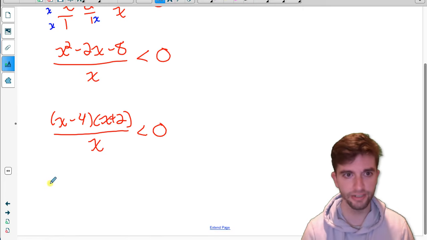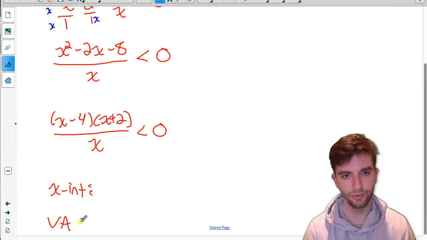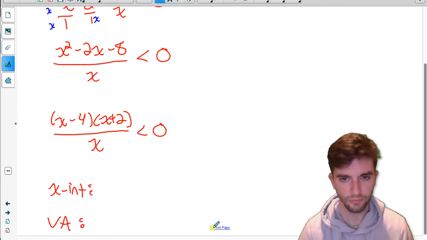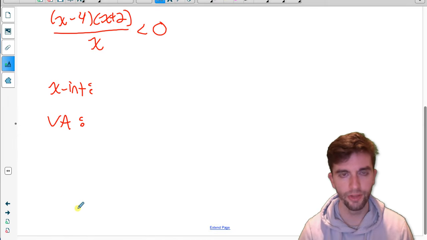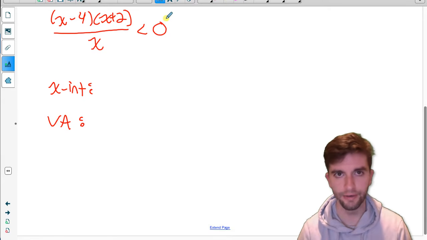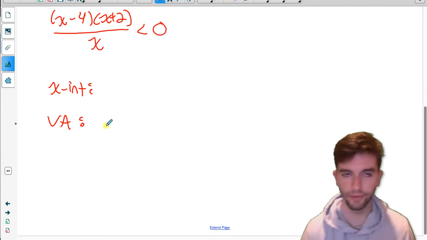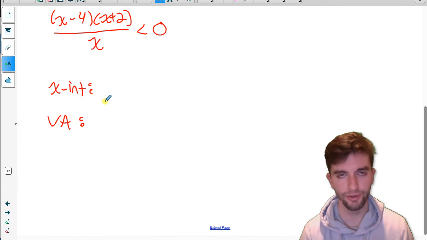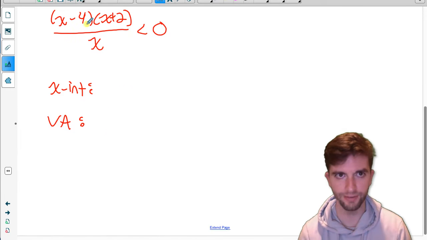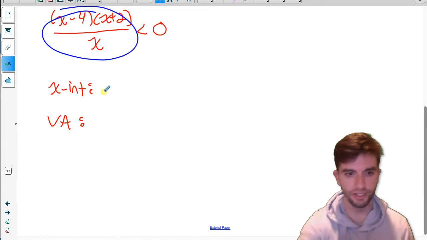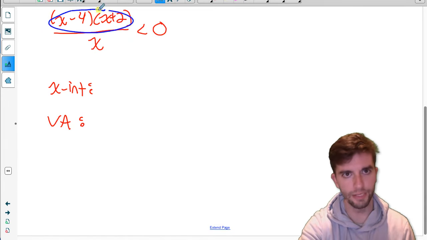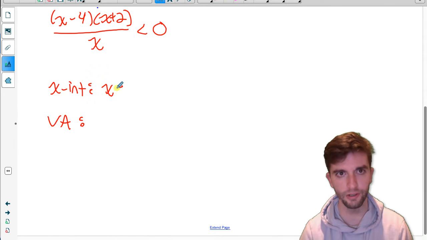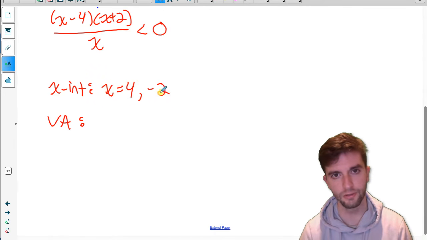So we need to list the x-intercepts and the vertical asymptotes for this rational function, because if we can figure those out, then we can test values between them and figure out when the function is going to be negative, when it's going to be less than 0. And that's what we're trying to solve for. So what are the x-intercepts? Well, x-intercepts have y values of 0. So what would make this whole thing become 0 is whatever would make the numerator become 0. So how could the numerator be 0? Well, if x was 4 or negative 2.